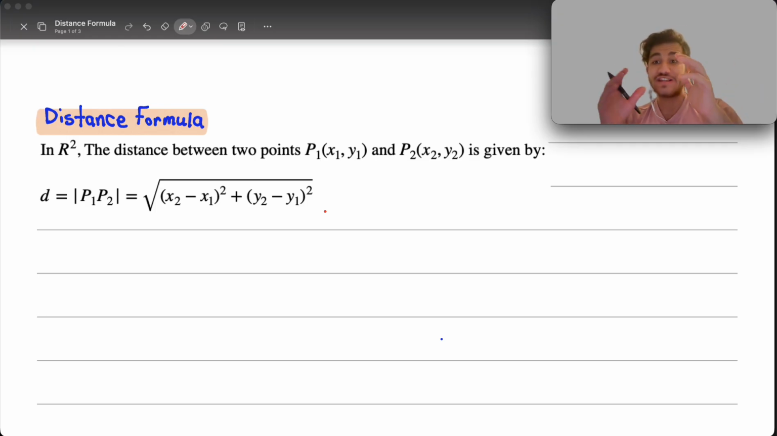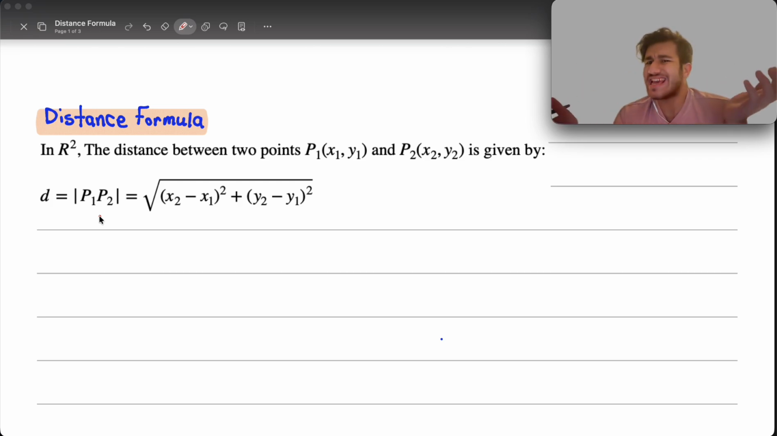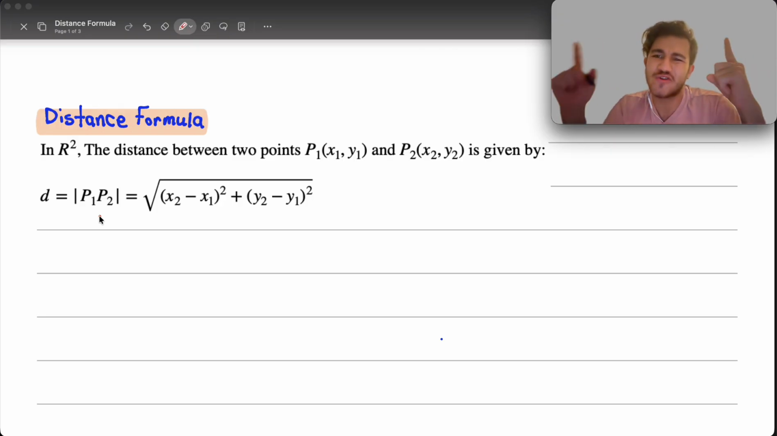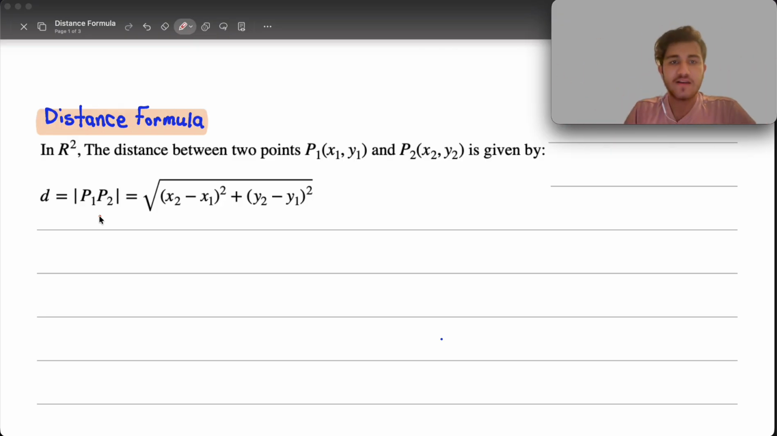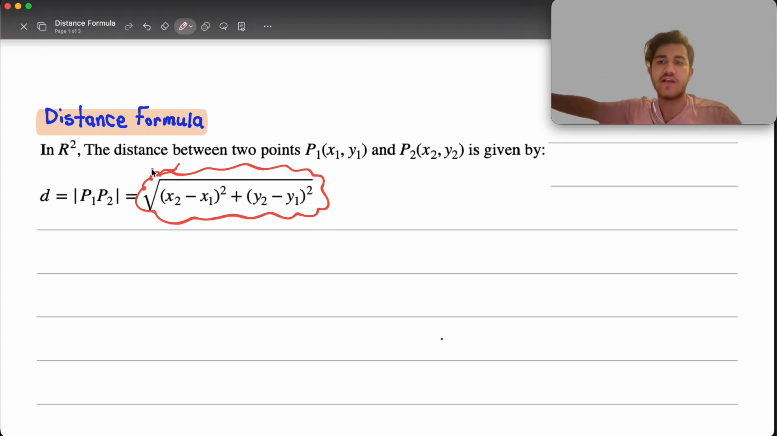In R2, the distance between 2 points P1 and P2 is given by the following formula. We show it as d, which is distance, is equal to the absolute value of the distance from P1 to P2. The reason we are putting it in an absolute value is because distance can never be negative. It can be 0, it can be positive, but it can never be negative. We can't really say this pen is negative 10 centimeters. So this is the reason we're just using the absolute value. But our main goal is to show how we got this long square root.